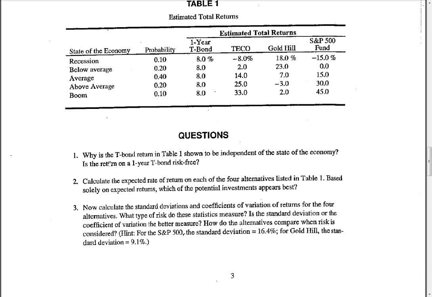Question 1, simple concept type question. Question 2, calculate the expected rate of return on each of the 4 alternatives. So the 4 alternatives are the 1-year T-bond, TICO, Gold Hill, and S&P. This is where you can use the standard deviation spreadsheet model that I posted to Blackboard.